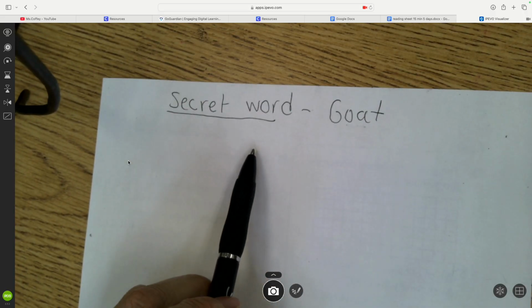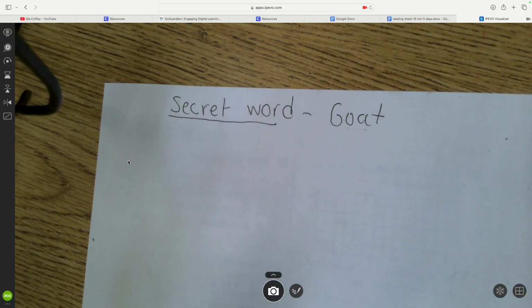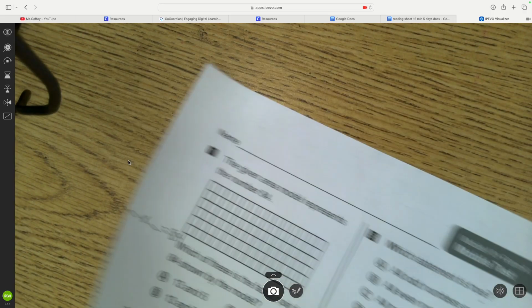All right. Dylan chose the secret word today. The secret word is GOAT. G-O-A-T, GOAT.